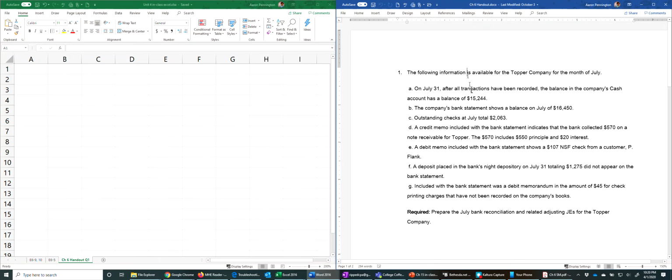For Topper Company, we have the following transactions. We'll do it piece by piece, but let's see what the question is asking. Prepare the July bank reconciliation and related adjusting journal entries for the Topper Company.